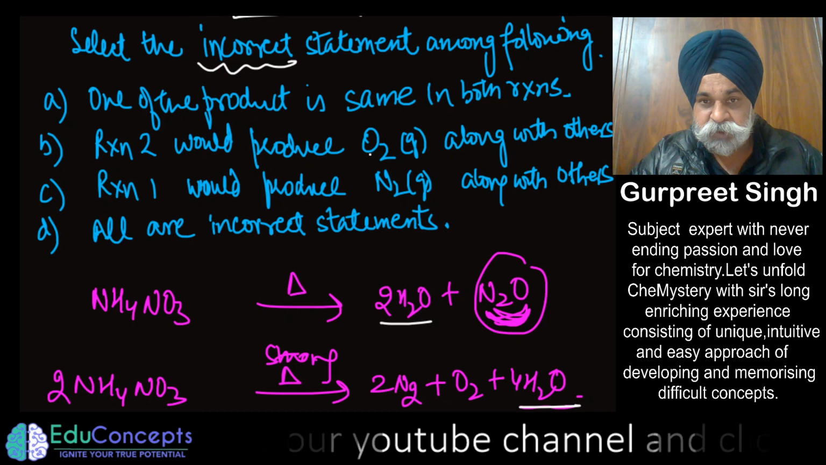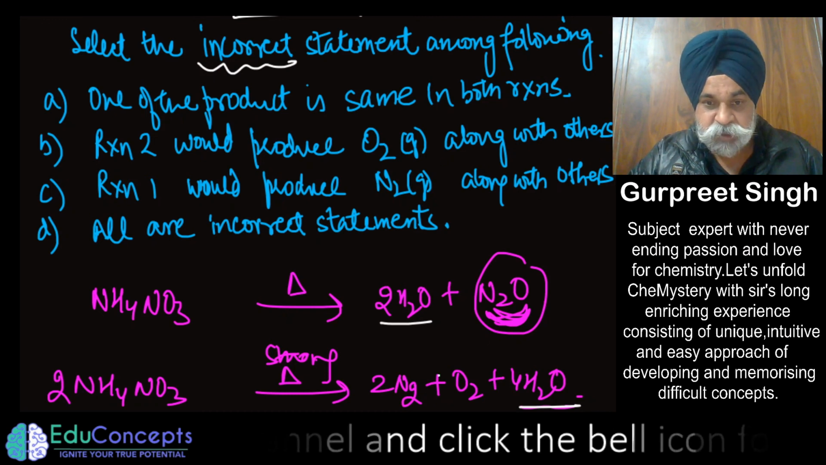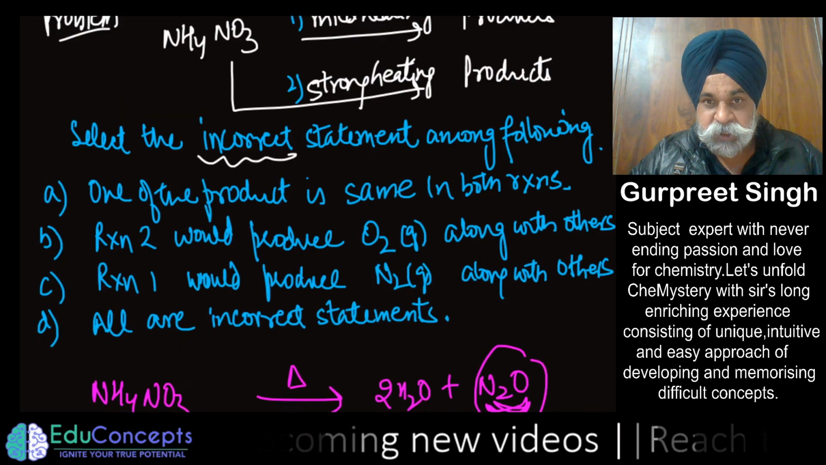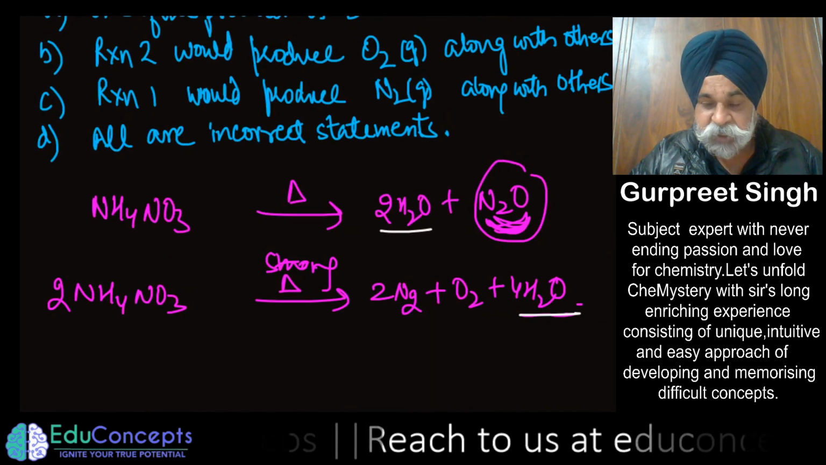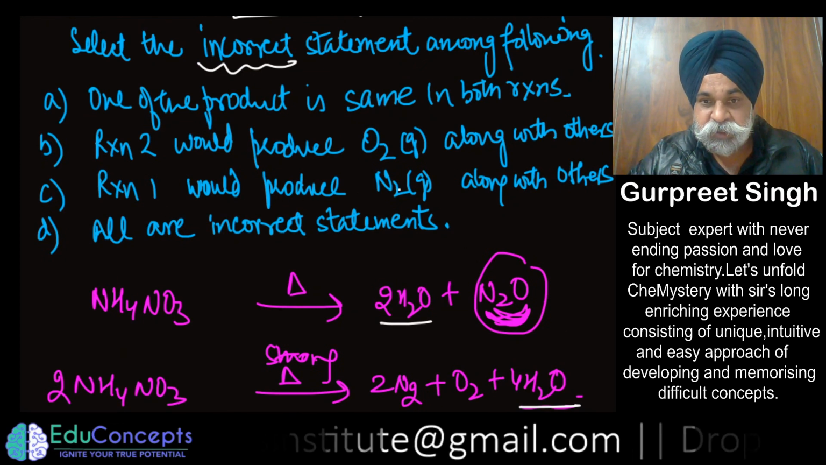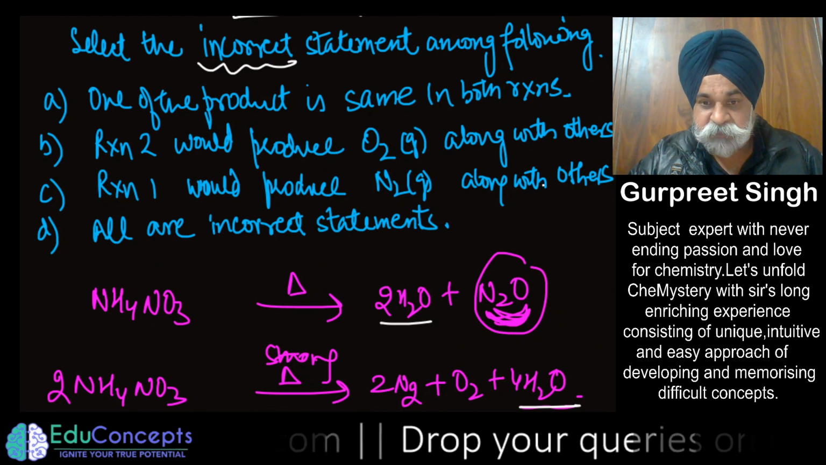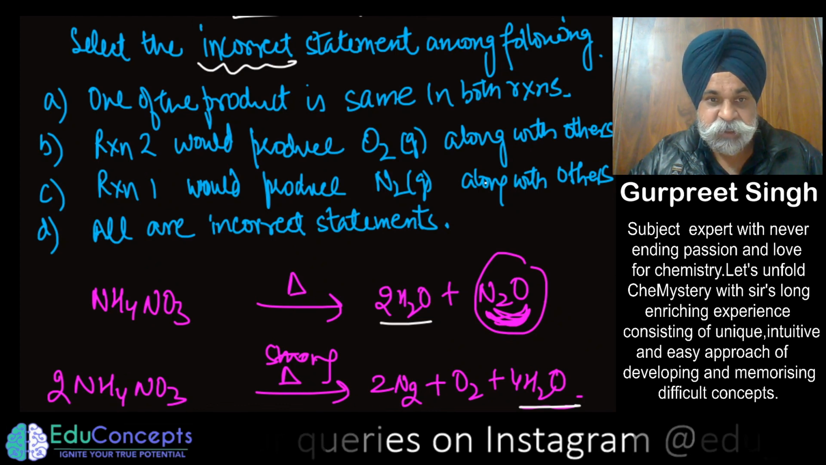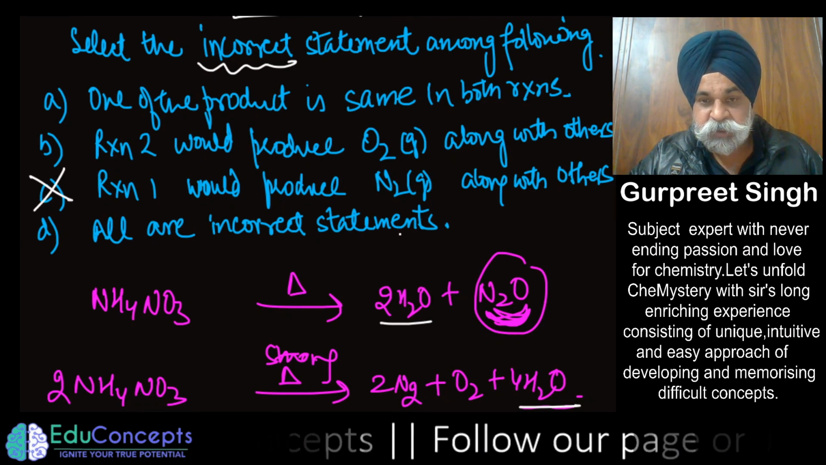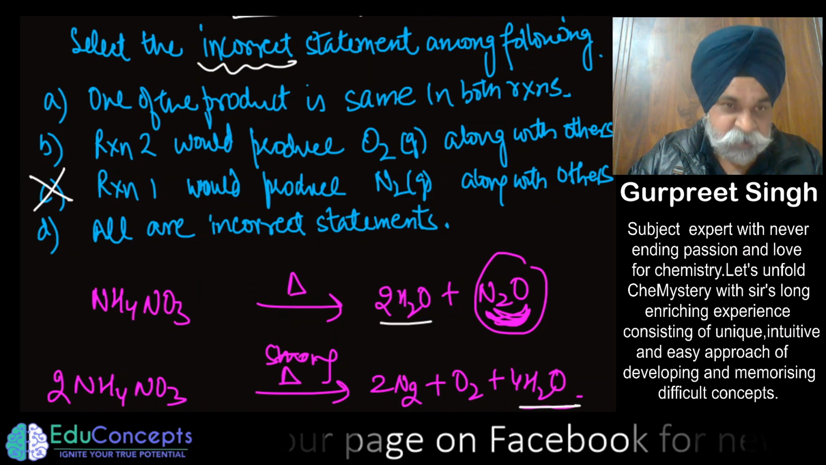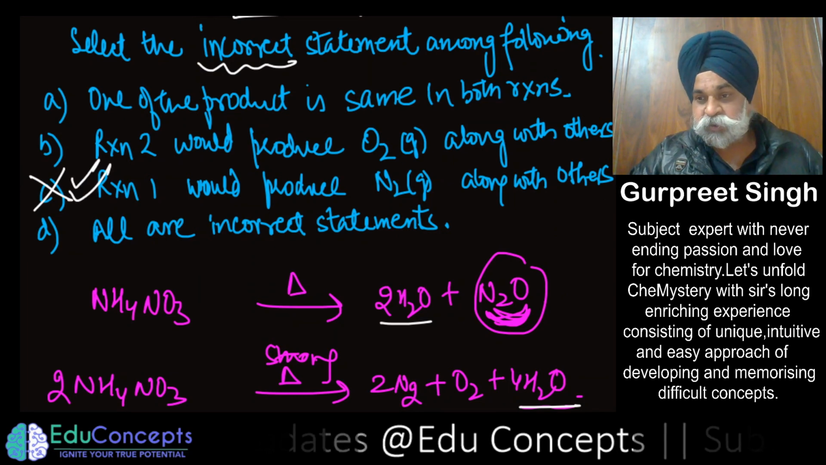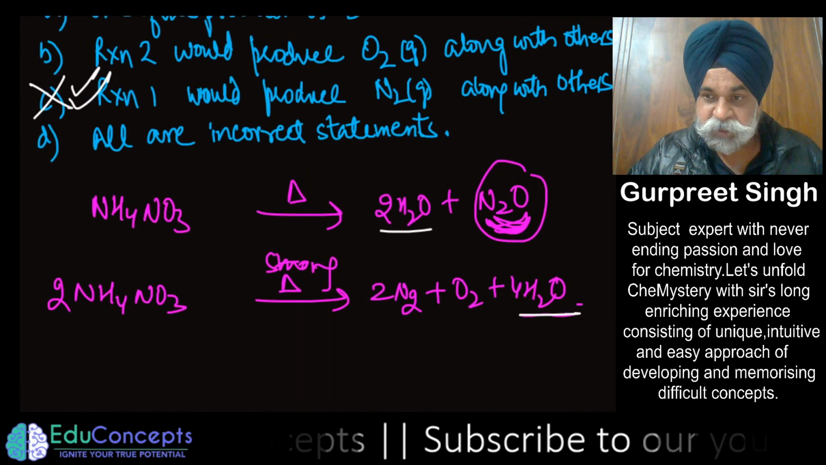Reaction 2 would produce oxygen. What was reaction 2? Strong heating, yes, strong heating. So this in a way is a correct statement, but not the answer for this question. And reaction 1 produces nitrogen gas along with, no, this is a wrong statement. So all are correct statements, no. So what would be the right answer, which I marked with a cross? So this would be the right answer. So I hope that, okay, now it is complete.